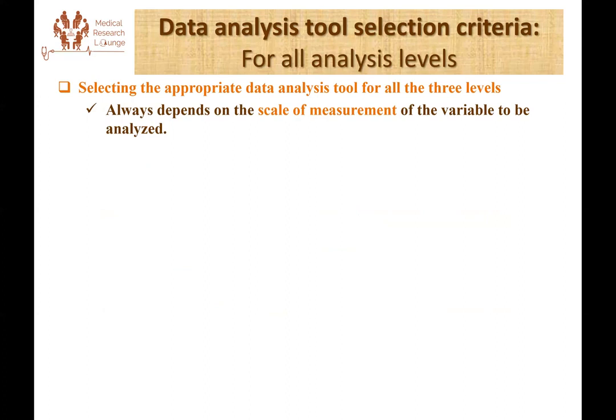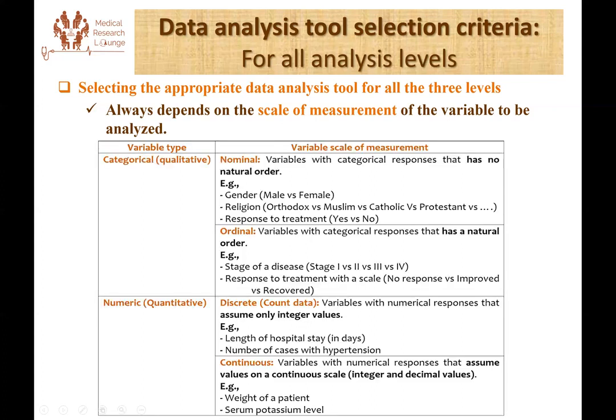So the choice of the statistical tool to use depends on the scale of measurement of the variables to be analyzed. So just to refresh your memory, we have two types of variables, categorical and numeric. In categorical, there are two scales of measurement. The first one is nominal. It's when our variables do not have any natural order, but they're just random responses or labels of responses with no order or rank. But when these variables have a natural order or rank, we call it an ordinal variable.